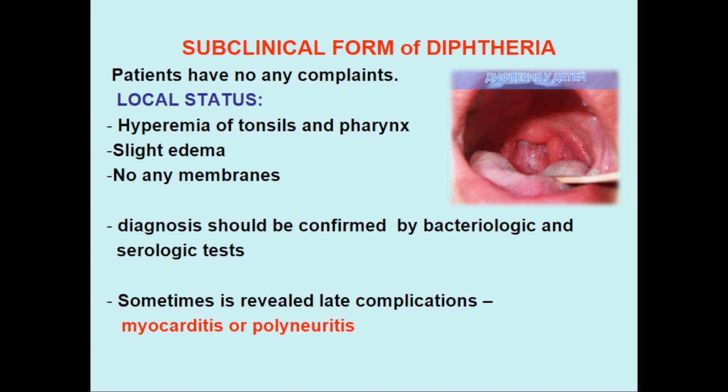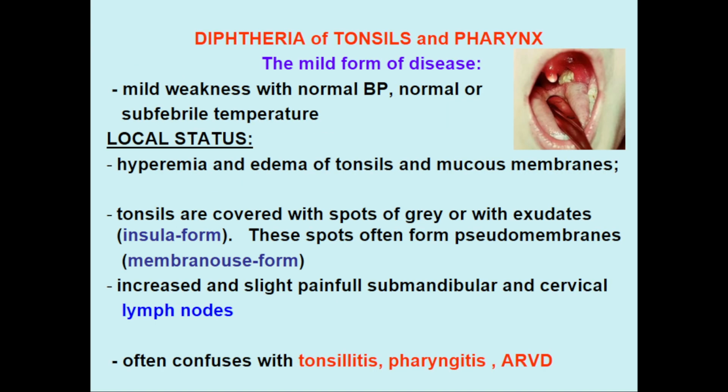Subclinical form of diphtheria. Patients have no complaints. Local status: hyperemia of tonsils or pharynx, slight edema, no membranes. So clinically it looks like pharyngitis or tonsillitis, and the diagnosis should be confirmed by bacteriological and serological tests, because otherwise you can't find any specific clinical manifestation. Sometimes late complications are revealed, myocarditis and polyneuritis, even in the subclinical form.